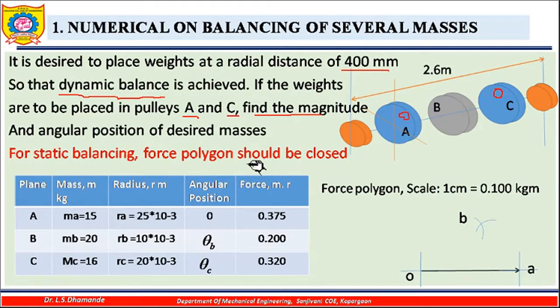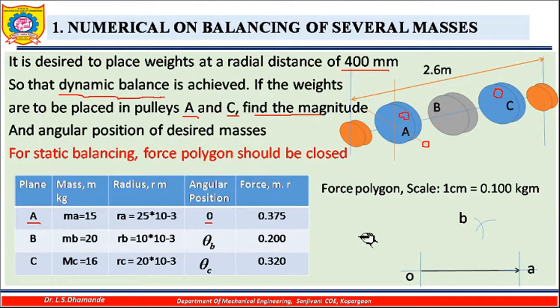For static balance we will draw the force polygon, and definitely that should be closed. So again we will refer to this table. We have these three planes and their masses written, also the radii in meters, and their angular positions are specified. Initially, when there is no idea about any of the mass positions, we will consider the first mass in plane A as 0 degree. That means the reference position we consider is 0. We assume this mass is over here at A, 0 degree. With respect to this, where will masses B and C occur? I have to check.